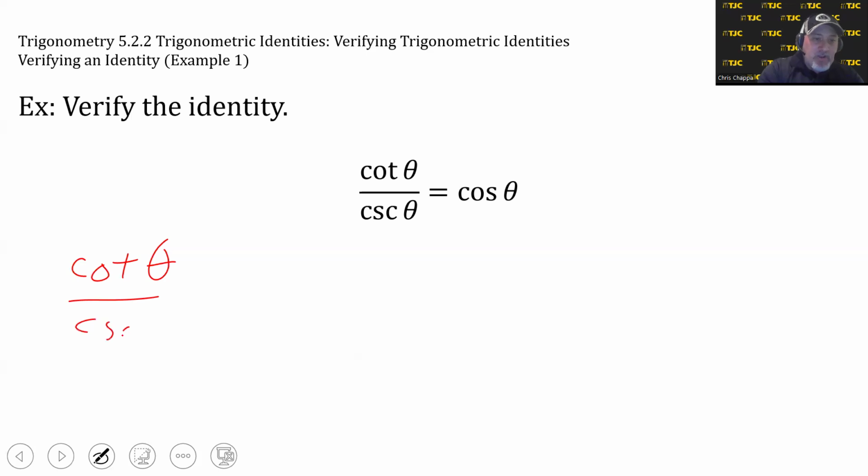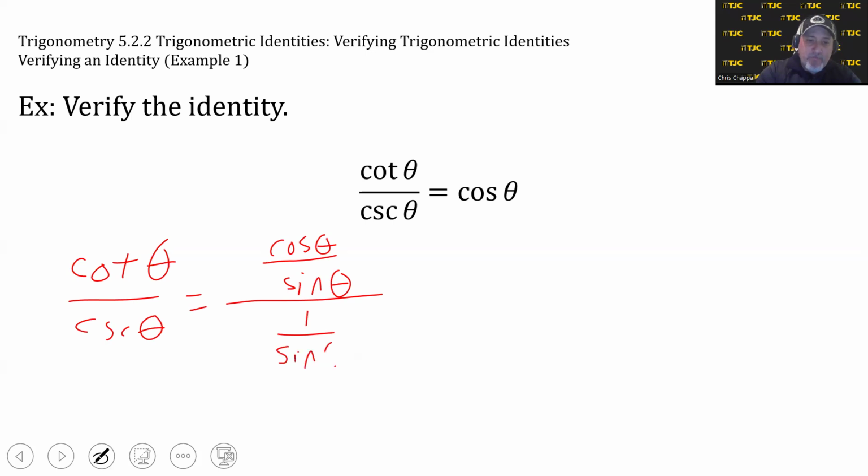Of course, this means you have to know your fundamental identities. So, do you know what cotangent is equal to in terms of a quotient? Cotangent of theta is cosine of theta over sine of theta. Do you know what cosecant of theta is in terms of a reciprocal? It's 1 over sine of theta. At this point, we've done a trigonometric maneuver twice. We used a quotient identity and we used a reciprocal identity.